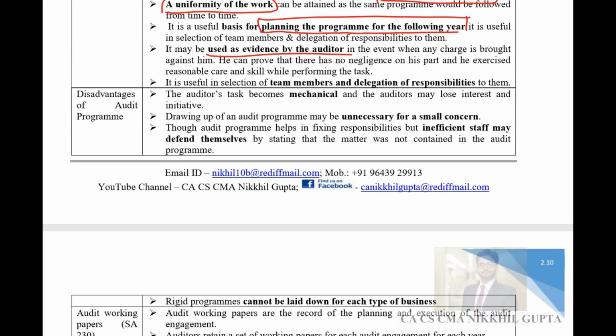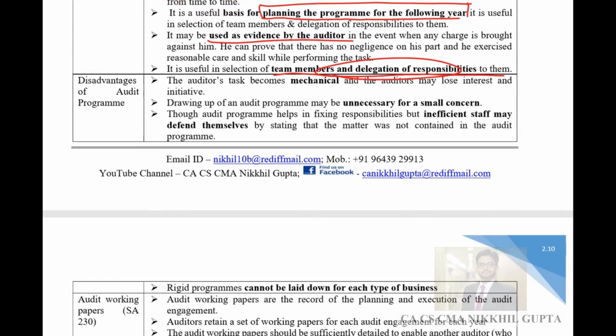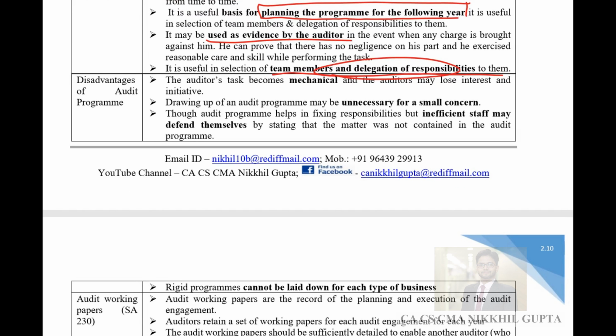Then the last advantage is team member and delegation of responsibility to them. Again, it is similar to the point which we had studied earlier, which is individual responsibilities. Individual members are given the responsibility of a particular task, and they are also delegated with the responsibility of completing it. So if that work doesn't get completed, then the direct liability is fixed on that particular person, which means that it is easier to fix responsibility in case of an audit program, if the audit program is properly constructed.